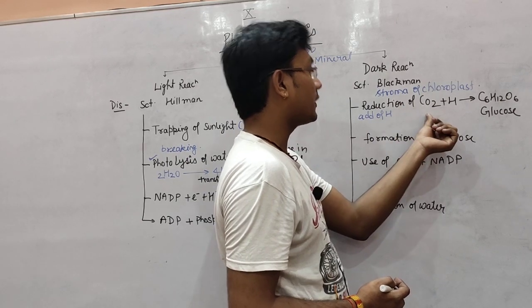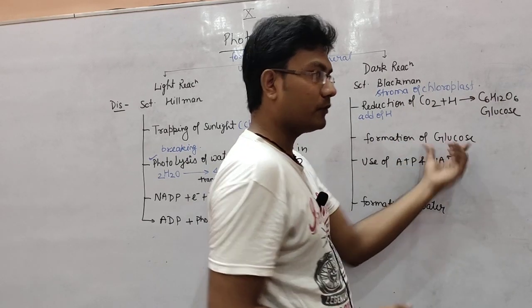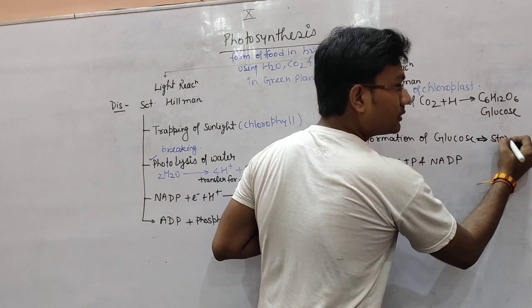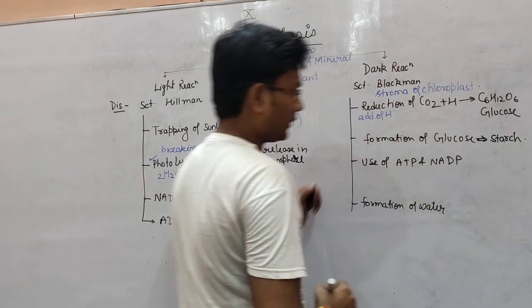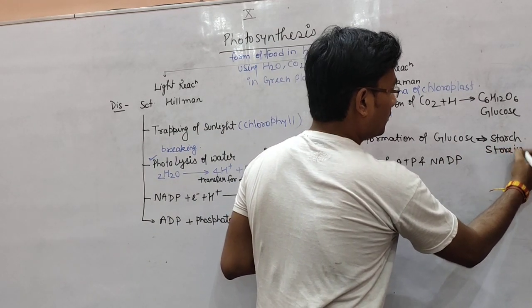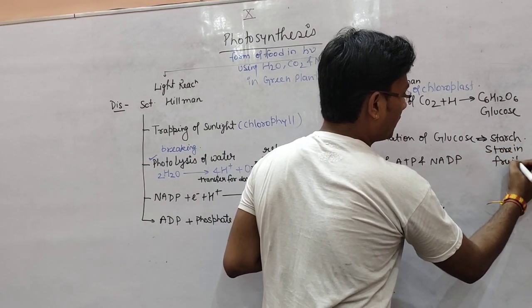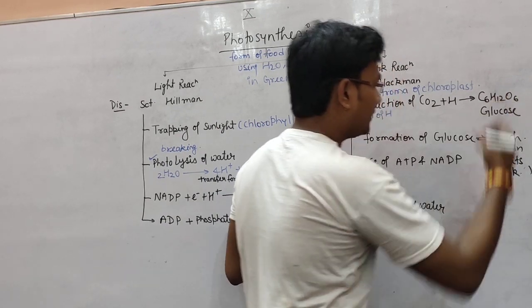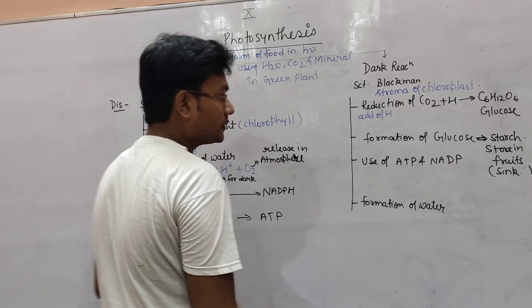Reduction of CO2, as a result glucose forms, and glucose after some time converts into starch and is stored in fruits, or we can say sink. Sink is another name for fruits.